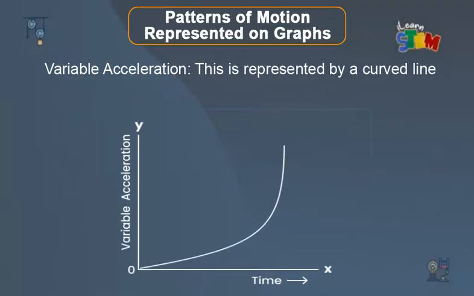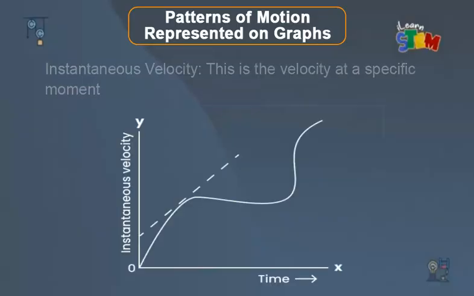Then, we have variable acceleration. This is represented by a curved line on the graph. It shows that the object's velocity is changing at an irregular rate, meaning the acceleration isn't constant. Finally, instantaneous velocity. This is the velocity of the object at a specific moment in time. On the graph, it's represented by the slope of the line at any given point. By understanding these patterns, we can analyze an object's motion more effectively and interpret the details of its movement.